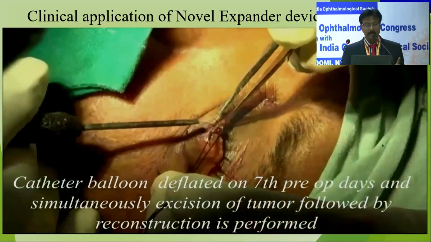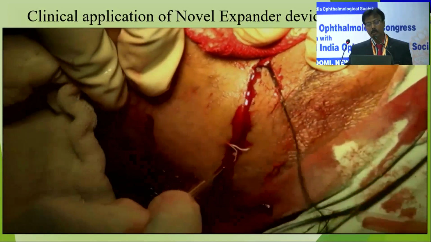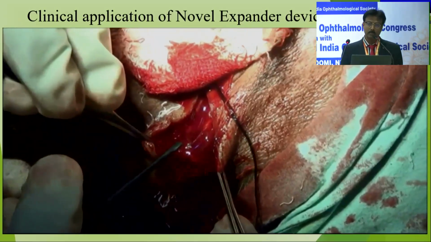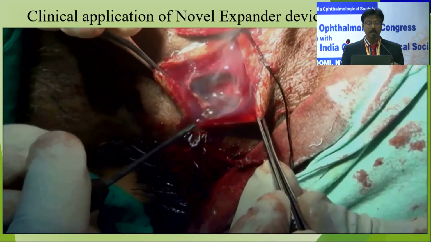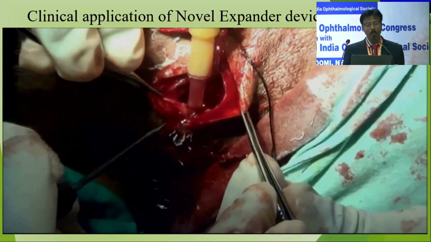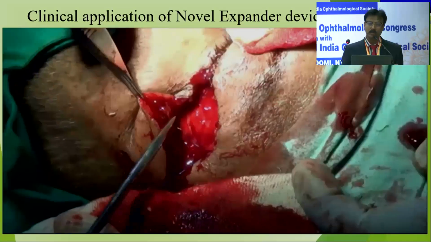Now, in 7 days, the tissue relaxation is done. But previously we did 15 days, where the tissue expansion is not done. It becomes a fixed swelling. So now you see, after 7 days expansion, automatically the tissue is dissected there. And we do a rotational flap.